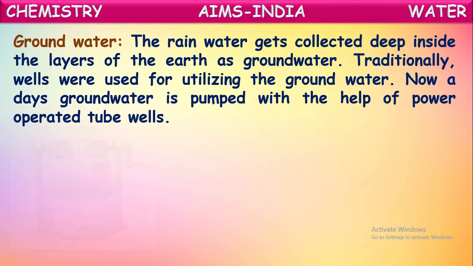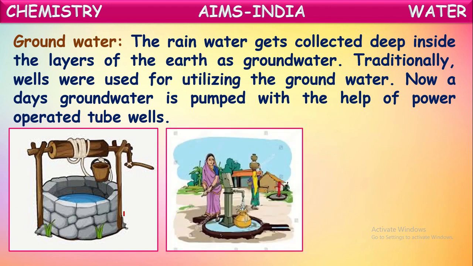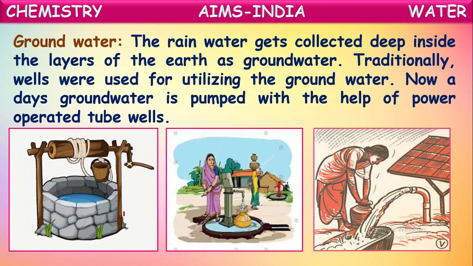Traditionally, wells were used for utilizing the groundwater. In the earlier days, they dug holes into the earth and collected water from the earth by making wells, isn't it? So these are called wells. Nowadays, groundwater is pumped with the help of pumps, hand pumps, or power-operated tube wells. So this water is collected in this way from the groundwater.